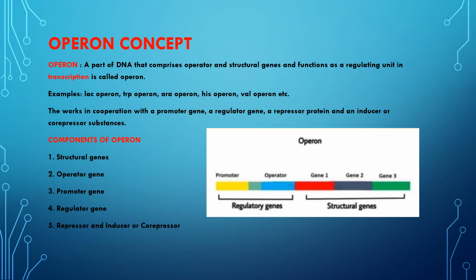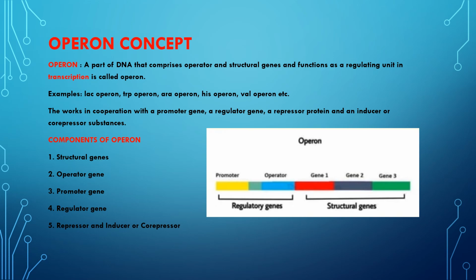Students, now let's understand the operon concept. What is an operon? It's a part of DNA that comprises operator and structural genes and functions as a regulating unit in transcription. It works in cooperation with the promoter, a regulator, a repressor protein, and an inducer. The examples are lac operon, trp operon, ara operon, his operon, val operon, etc.